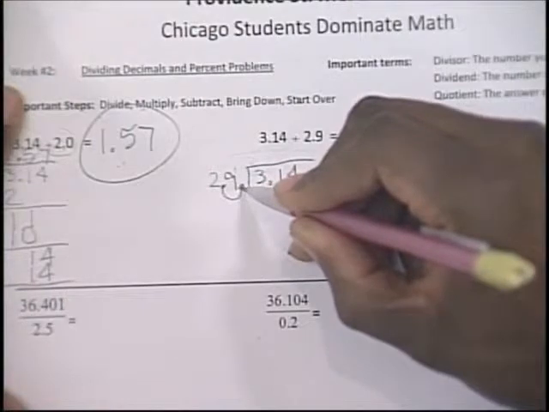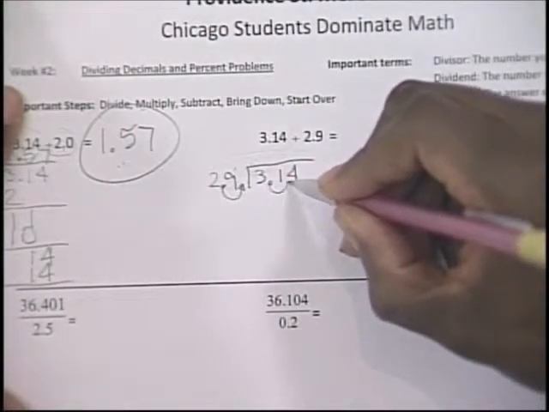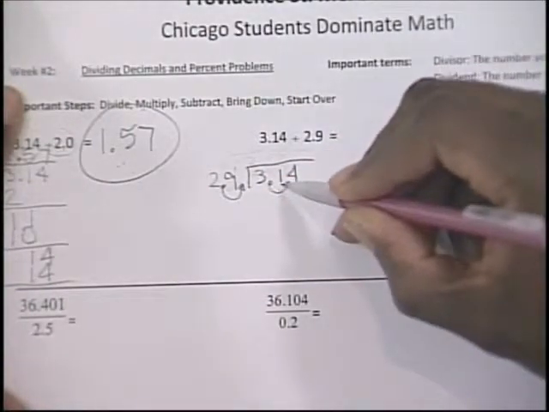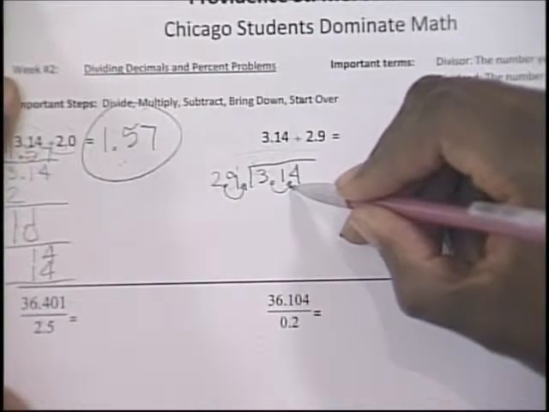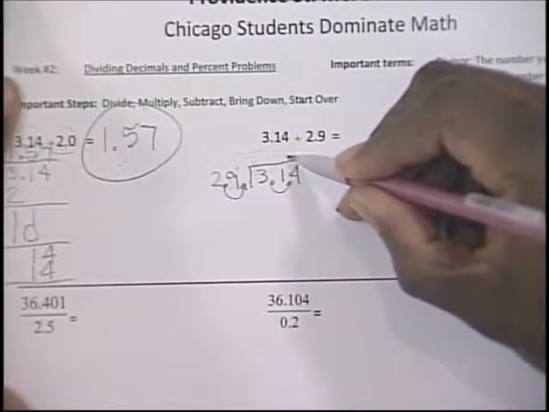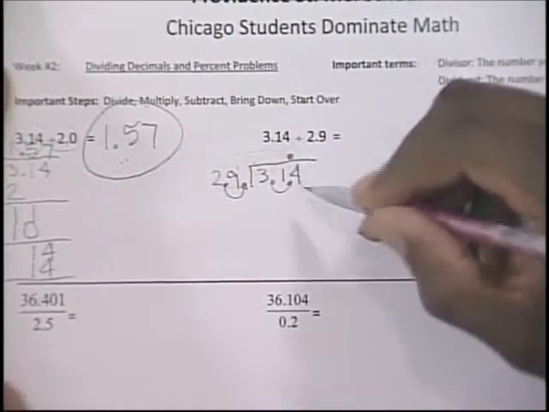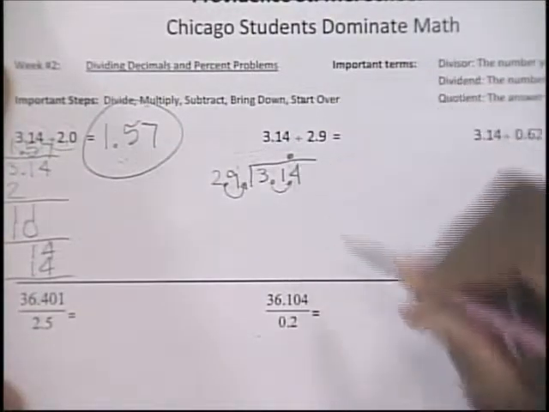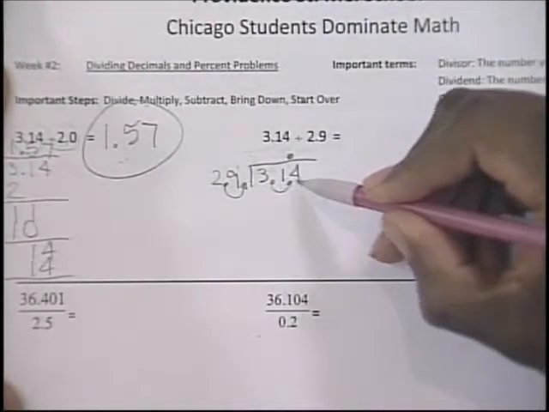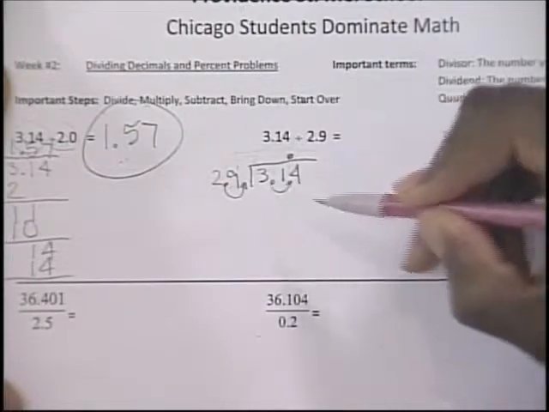Now, whatever you do to the divisor, you've got to do to the dividend. Move the decimal place over 1, and as I said before, the first step is to bring the decimal straight up. It's very important where you put that decimal point. The decimal point is in between the 1 and the 4, not before the 1.